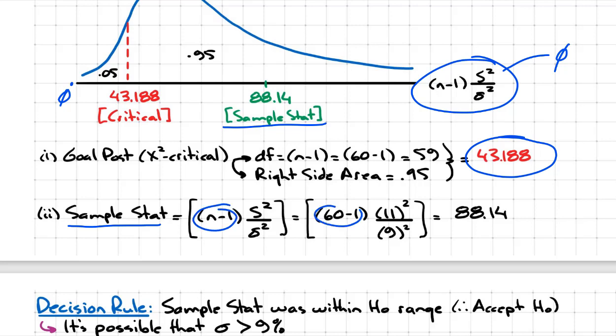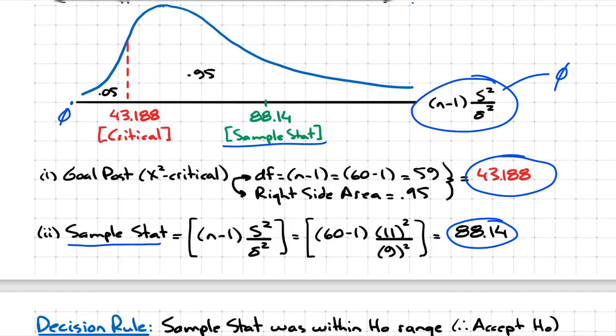So n minus 1 is 60 minus 1. The sample variance was 11 squared. And that's also where you have to be careful, ladies and gentlemen. The data was given to us in standard deviation format. But these hypothesis tests for variance are always looking for the variance, i.e. the square. And the hypothesized value was 9 squared. So therefore, the sample statistic would be 88.14.